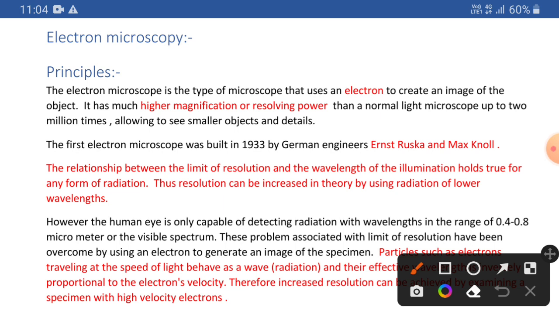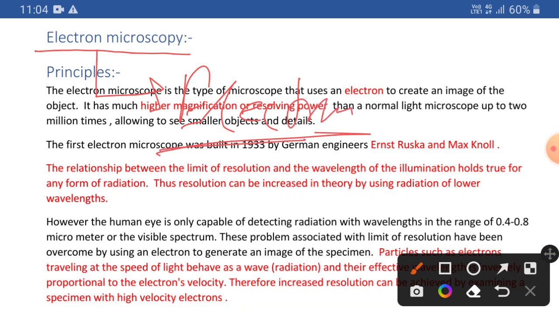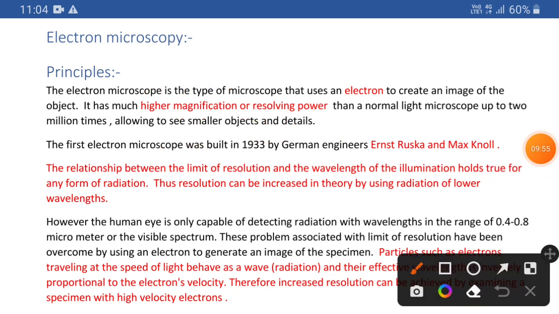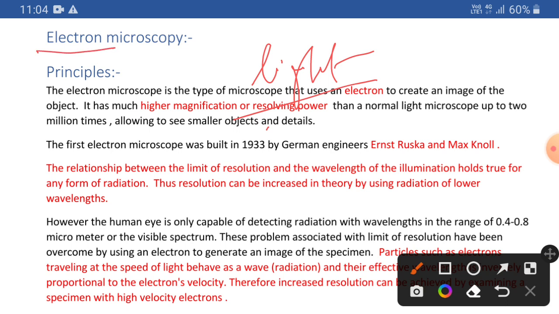So electron microscopy, as its name suggests, here we are using electrons to create the image of the object, or create the image of the specimen. The first thing that should come to our mind is that, okay, we can accept light as a source to create an image. Okay, no problem. But how electron?